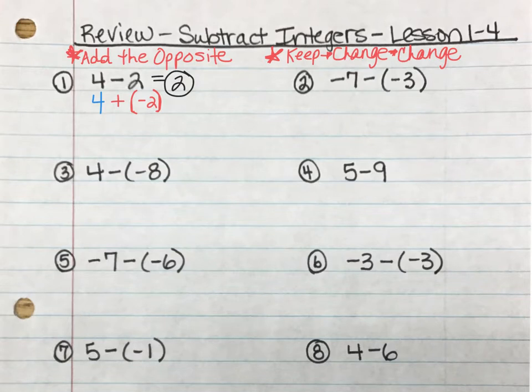Now let's take a look at number 2, because number 2 has 2 negative numbers, and we're trying to take away a negative 3 from a negative 7. So we're going to add the opposite. Keep the first number, change the subtraction to addition, and change the second number into its opposite. And the opposite of a negative 3 is a positive 3. Now I see negative 7 plus 3, and I have addition rules to follow.